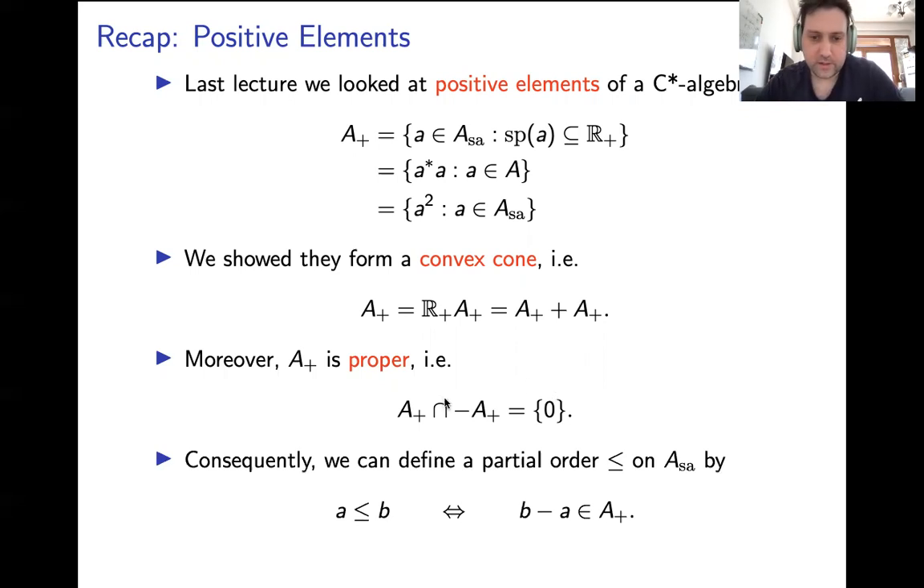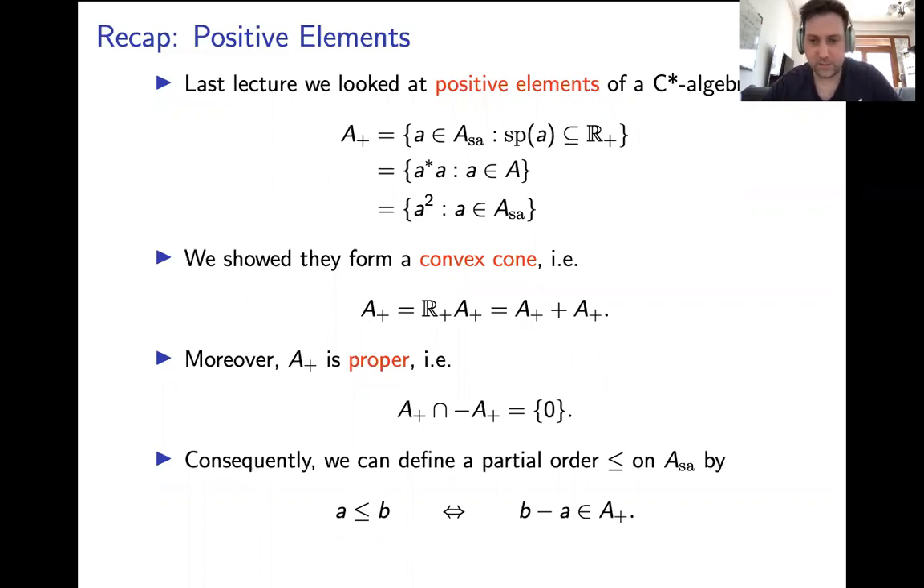And because of this, we can define a partial order on the self-adjoint elements in the sort of way you would expect. So you say A is below B if, when you look at B minus A, this is some positive element. If you just had a convex cone without properness, then you wouldn't necessarily have a partial order. You'd only have a pre-order. The key thing being that this properness ensures that your relation satisfies anti-symmetry.